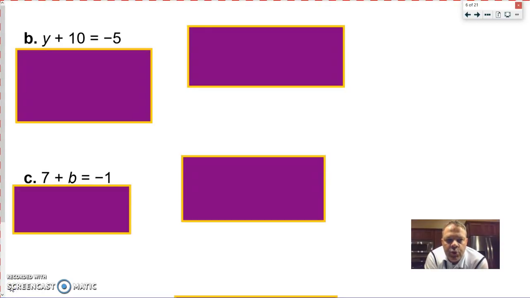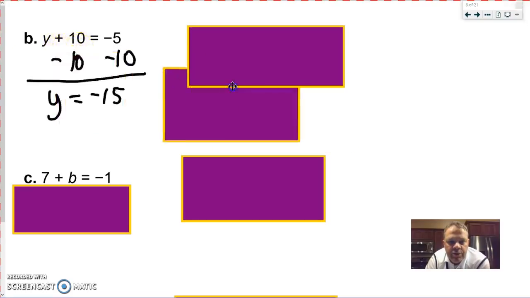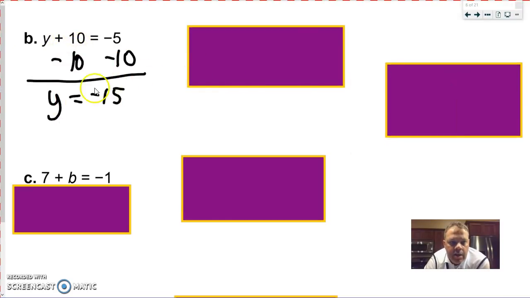Hopefully you've had time to work on these problems. When I see this problem right here, y plus 10, the opposite of plus 10 is going to be negative 10. So I have to subtract 10 from this side. What I do to one side, I must do to the other side. These two are 0, positive 10 and negative 10. So I have negative 5 plus 10. Therefore, it equals negative 15.